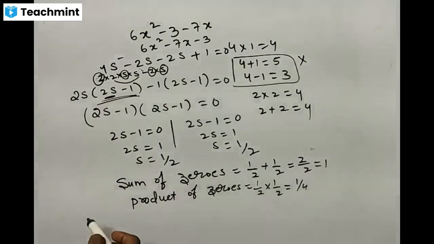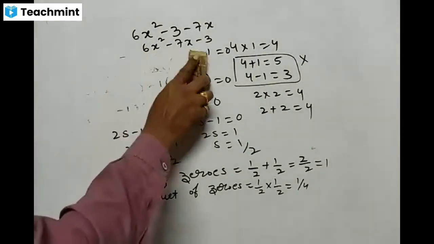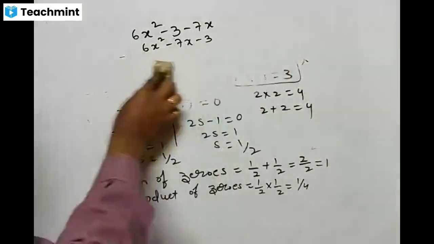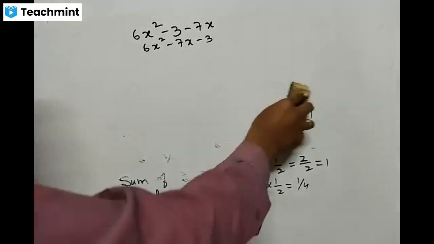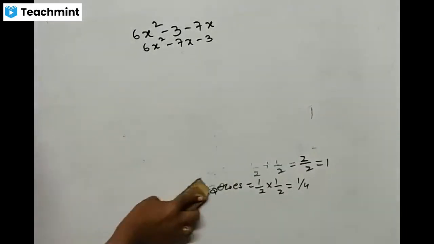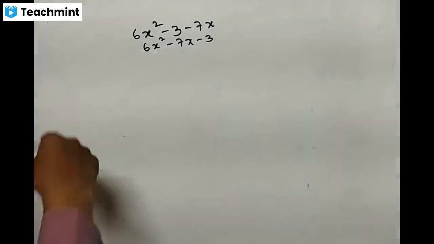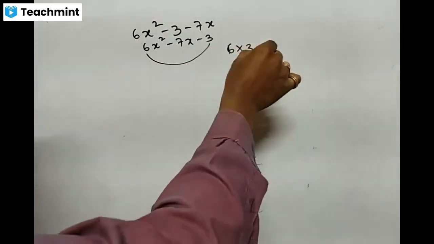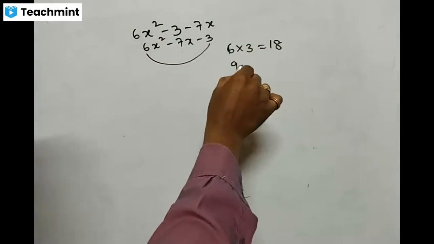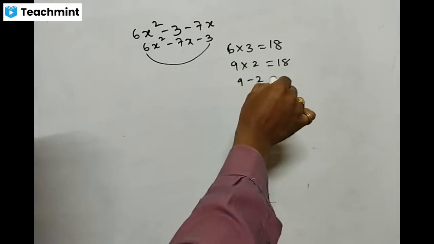Sir, after this second sum, explain the third one, sir, please. Yes, sir. Third one: first you arrange it in standard form. Then after that, multiply. 6 times 3 is 18, right? Yes, sir. 18. 9 times 2 is 18. 9 minus 2 is nothing but 7.